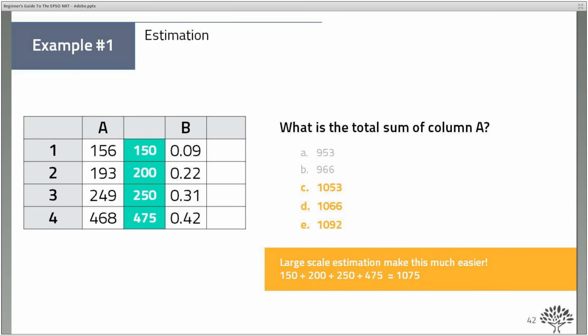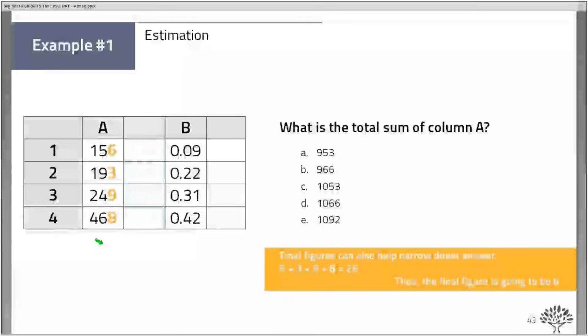So that will help you narrow down to 3 answers. If you're just going to guess now, you've already gone from a 20% chance of getting it correct to a 33% chance of getting it correct. What you can also do with this, though, is look at the sum of the final figures. So 6 plus 3 will give you 9, plus another 9 will give you a number ending in 8. Add another 8 and it will give you a number ending in a 6.